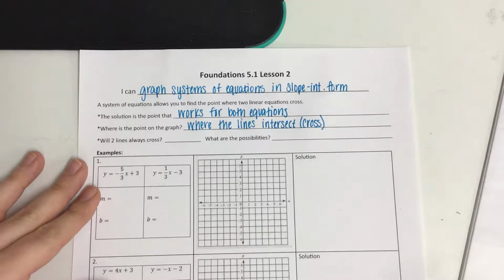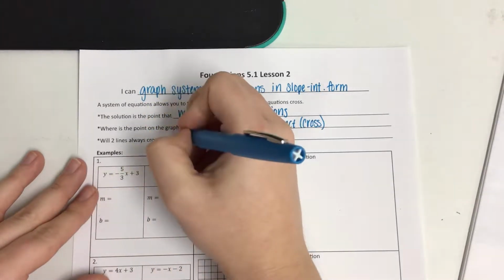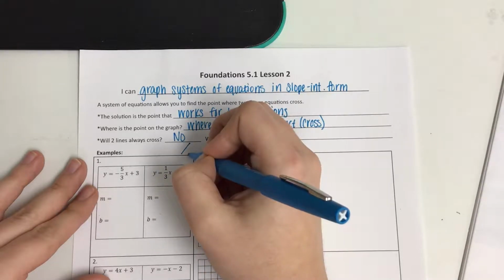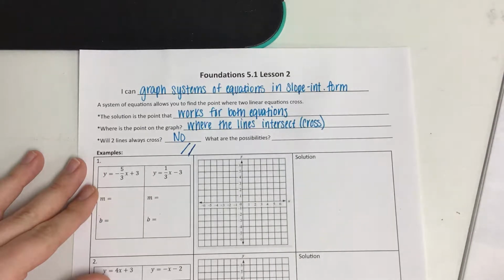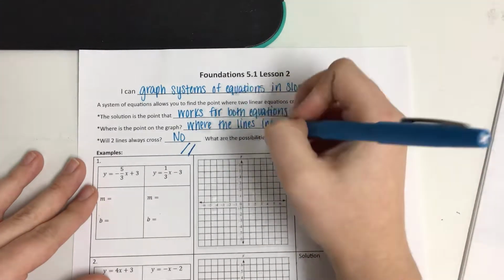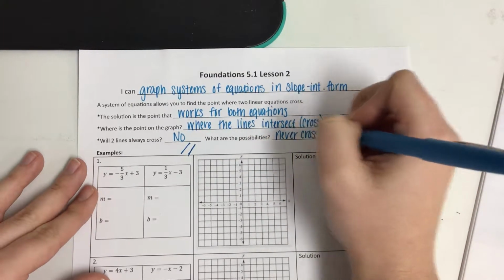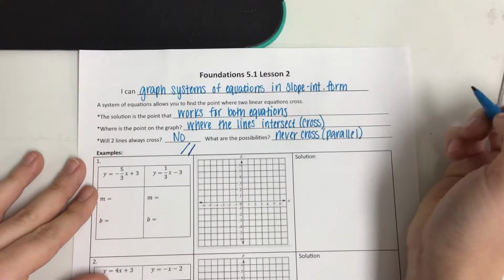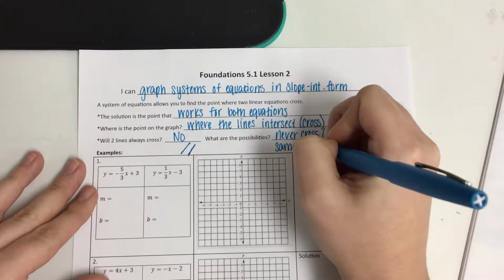Will two lines always cross? So we think about two lines, they may not always necessarily cross. If I draw a line like this and a line like this, and I were to continue those forever, they're never going to cross, okay? So what are the possibilities? Possibilities are that they never cross, which means that they're parallel, or it could be the exact same line, so they cross for the entire graph.